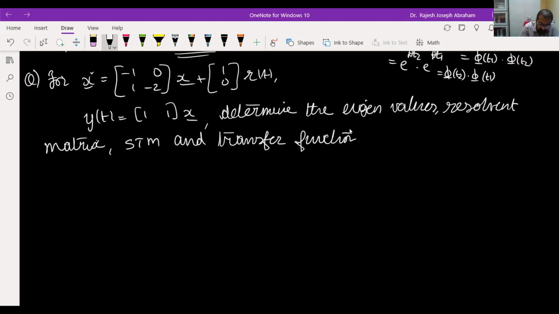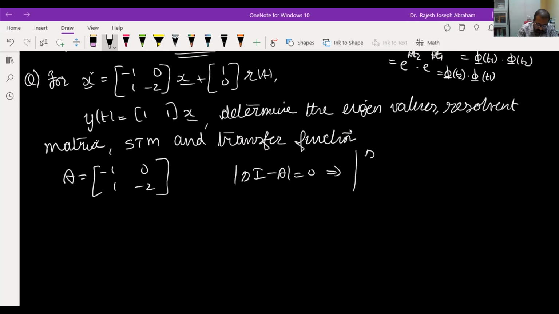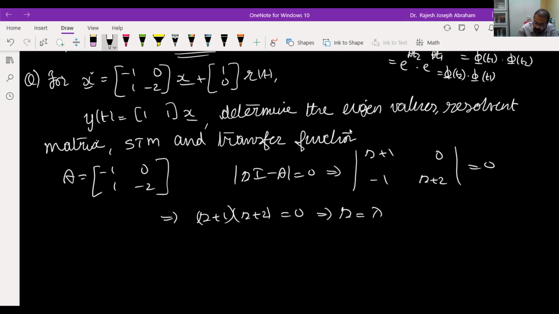Okay. So we are given A equal to [minus 1, 0; 1, minus 2], right? We need to determine the eigenvalues. How will you find that? From the characteristic equation. What is that? Determinant of sI minus A equal to 0. So what will you get? The matrix [s plus 1, 0; minus 1, s plus 2], determinant equal to 0. Or from here you get (s plus 1) into (s plus 2) equal to 0. So what are the eigenvalues? Lambda equals minus 1, minus 2 are the eigenvalues. Okay, first part is done.